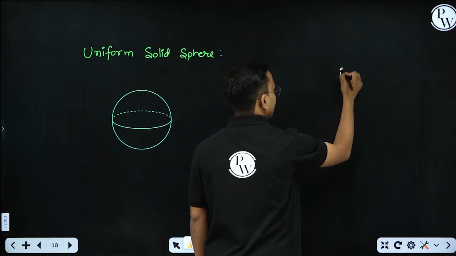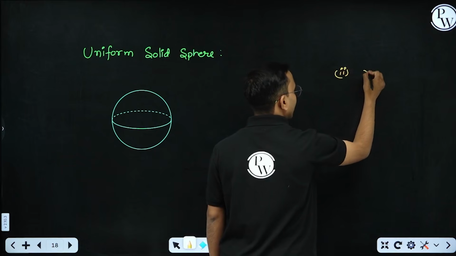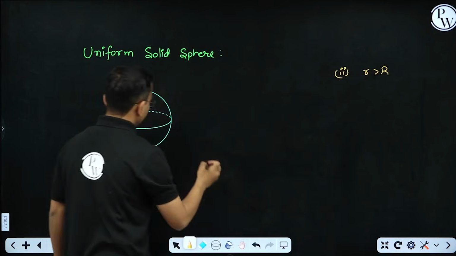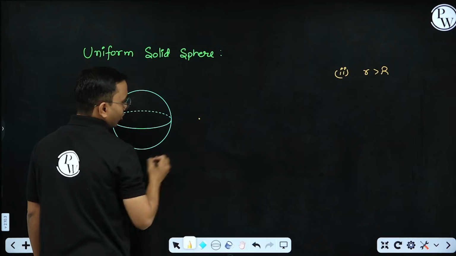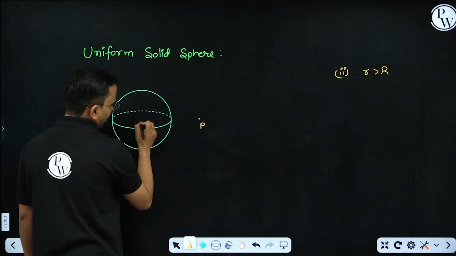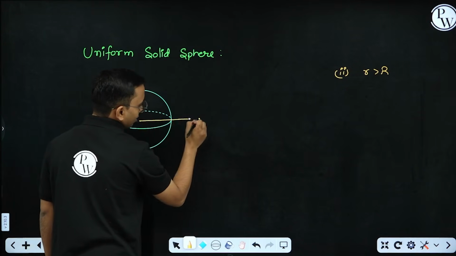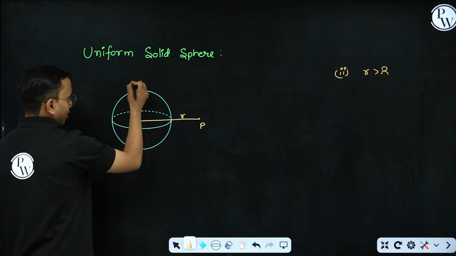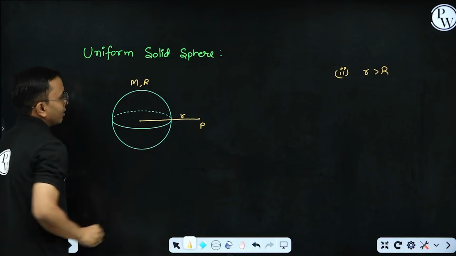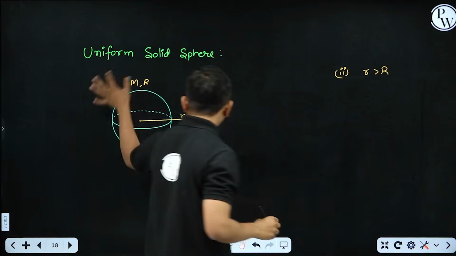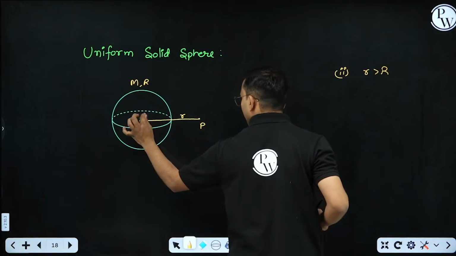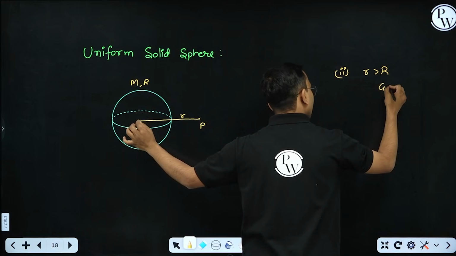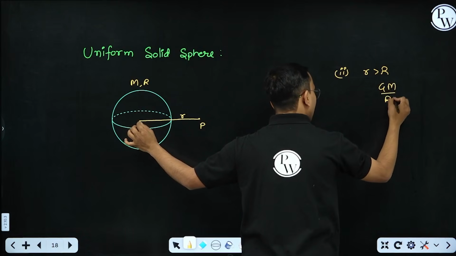Outside is very easy. So if we talk about r greater than R, this is my point P. From the center, this distance is my r, which is greater than the radius. Here mass is M, radius is R. So this entire sphere will behave like a point mass kept at the center. So I write the field here, it will be G into M divided by r square.